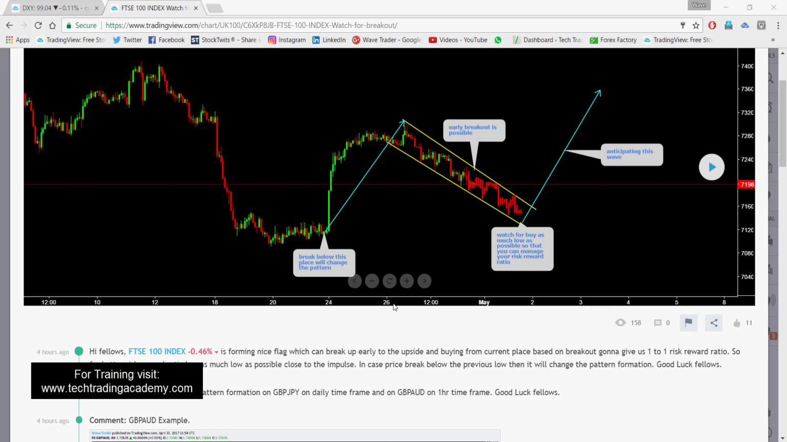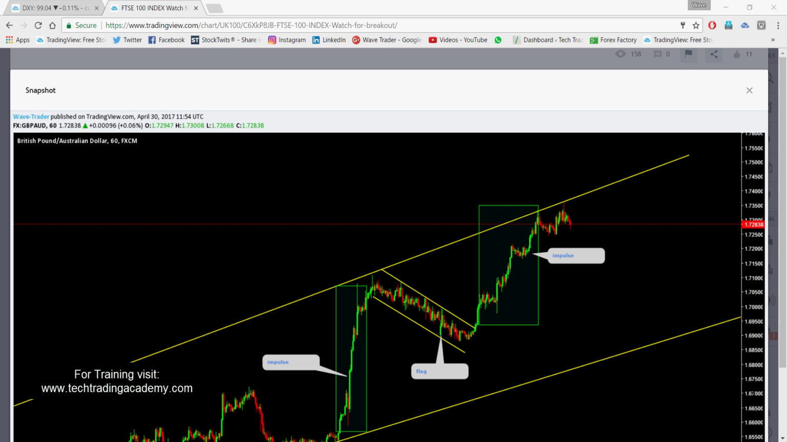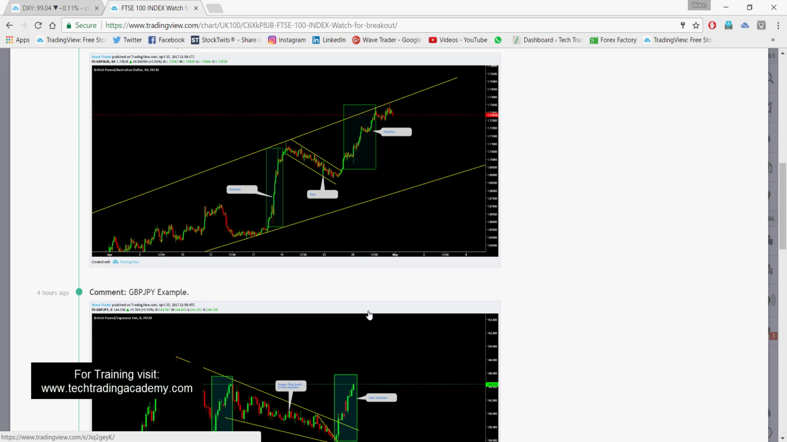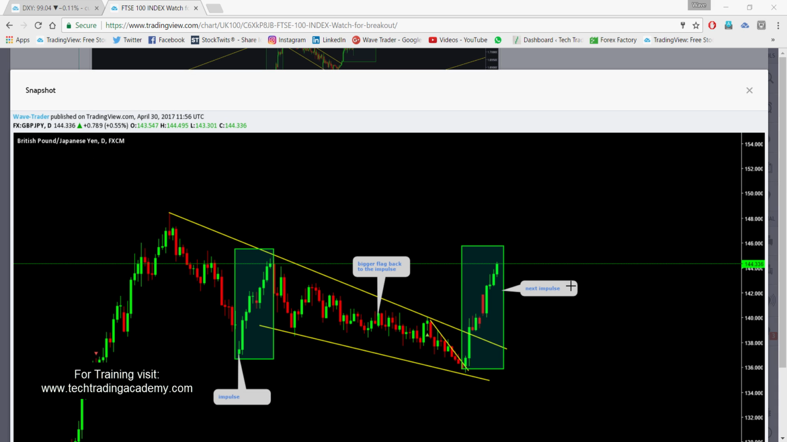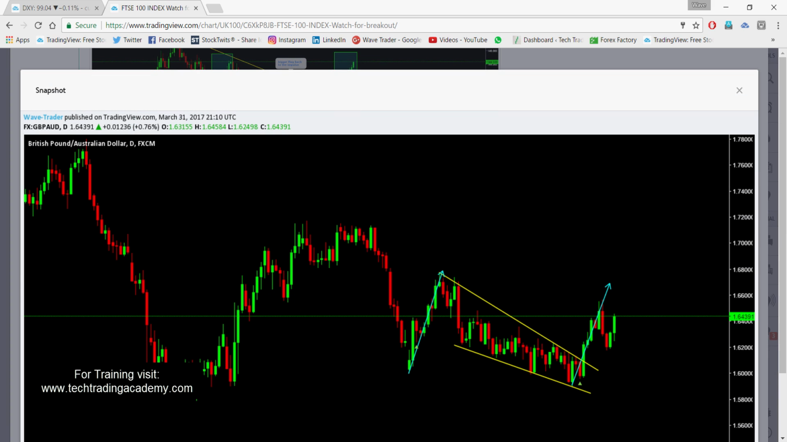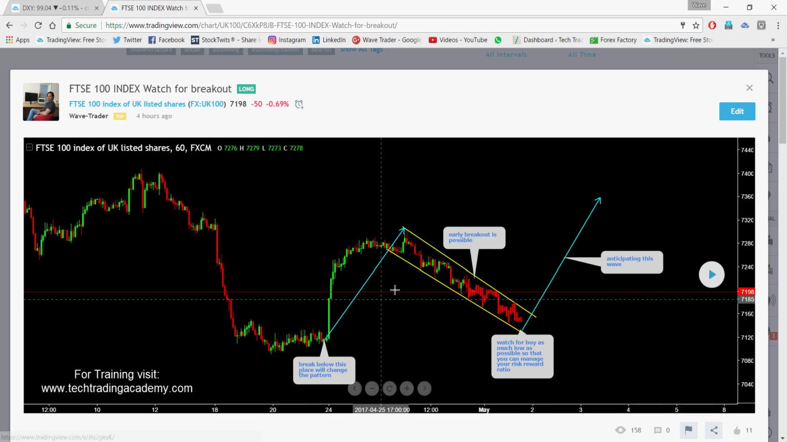All right, so we have seen a couple of examples of this flag formation. You fellows can see the perfect example of flag and continuation. We have seen pound yen as well, same formation: corrective wave, impulse, corrective wave, and next impulse. And pound Aussie dollar on the bigger time frame like daily: impulse, continuation formation, and the next impulse. This next impulse came up to that area, and currently price is running beyond it. So the pattern formation is quite similar to the other ones.